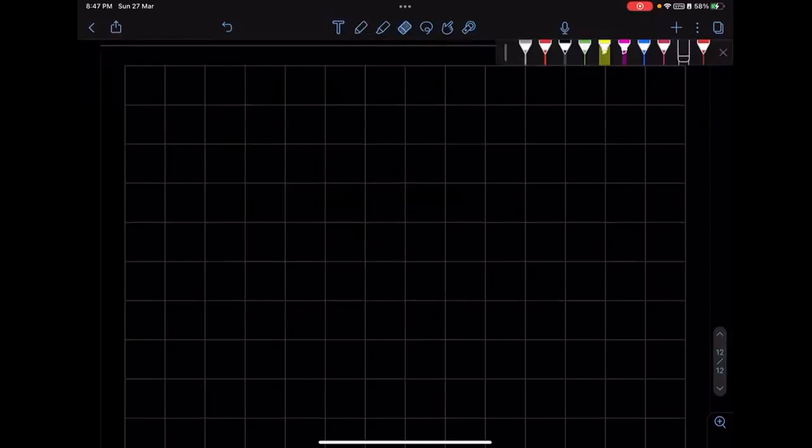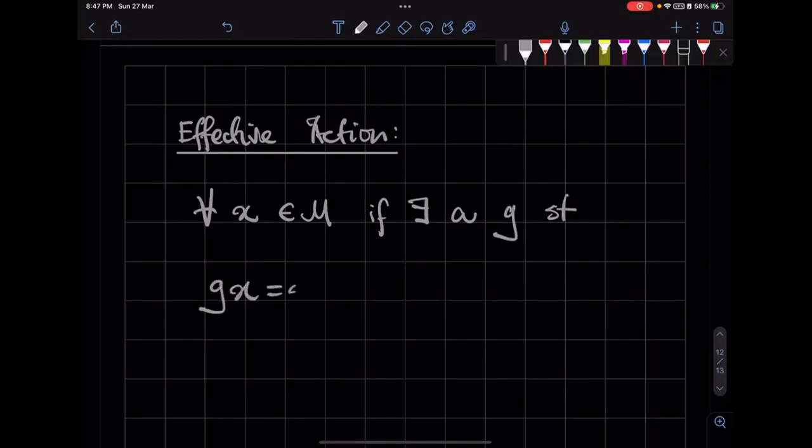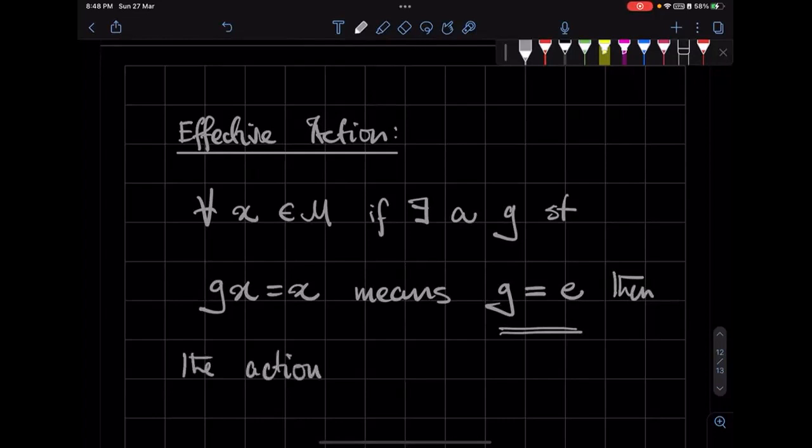So what is an effective action, right? So basically, say for all the points X on some manifold, if there exists a G such that G acting on X equals X means that G is E, that this is the only possibility, then the action is effective. Okay?